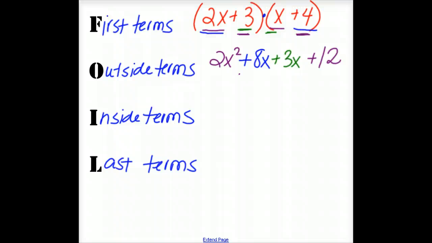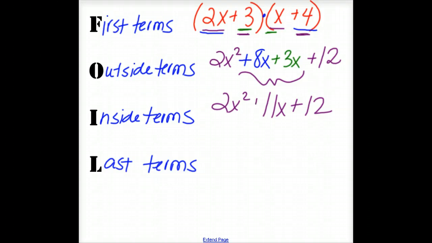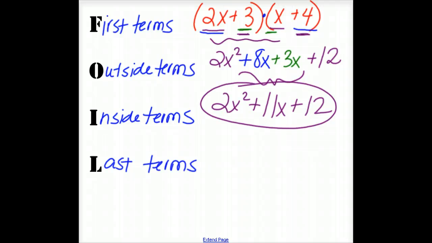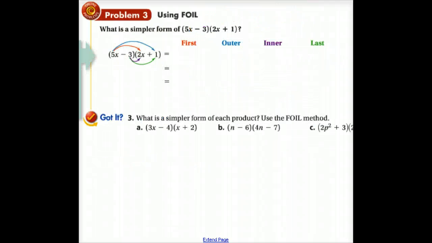Combine like terms. The only part we need to combine are the x's. 8 plus 3 is 11x. Our plus 12 stays, and our 2x squared. There's our trinomial. That's the answer to our 2 binomials multiplied. Let's do another example. We can do the example right here.